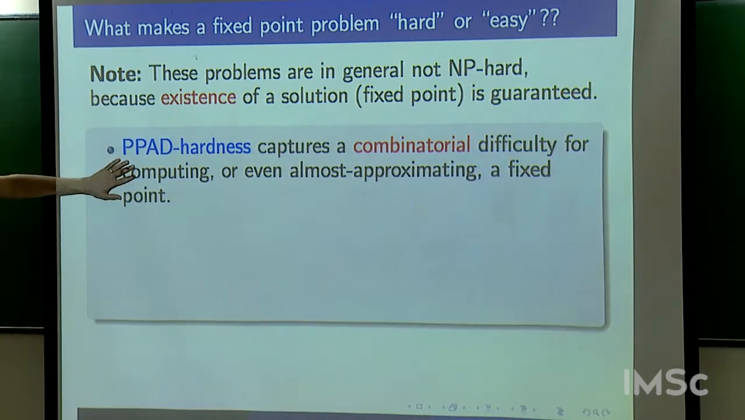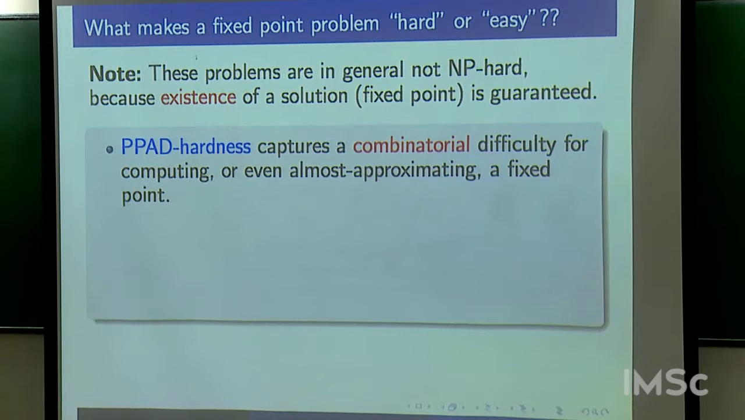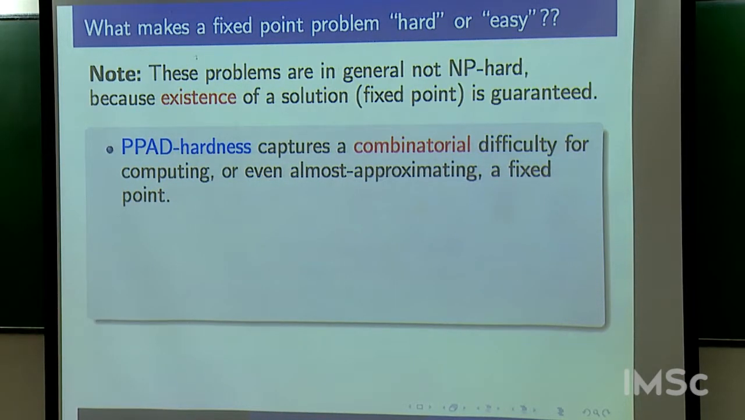Now, PPAD hardness captures a combinatorial difficulty for computing or even almost approximating a fixed point. And this is, in some sense, the insight of Christos, that this combinatorially defined complexity class, PPAD, is a suitable way to analyze the difficulty of fixed point problems from a combinatorial point of view. Okay? So I don't understand the note. So how can you say they want general non-NP?